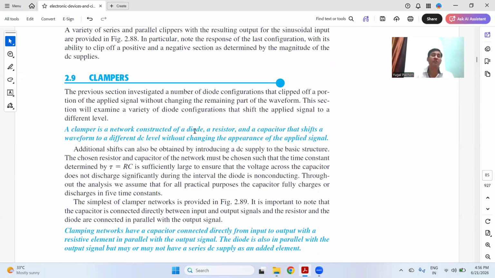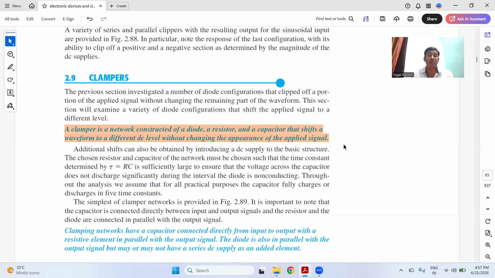Now there is one more type of circuit, that is a clamper. Let me highlight the definition of the clamper. This is the definition of the clamper. It says that a clamper is a network constructed of a diode, a resistor, and a capacitor that shifts a waveform to a different DC level without changing the appearance of the applied signal.